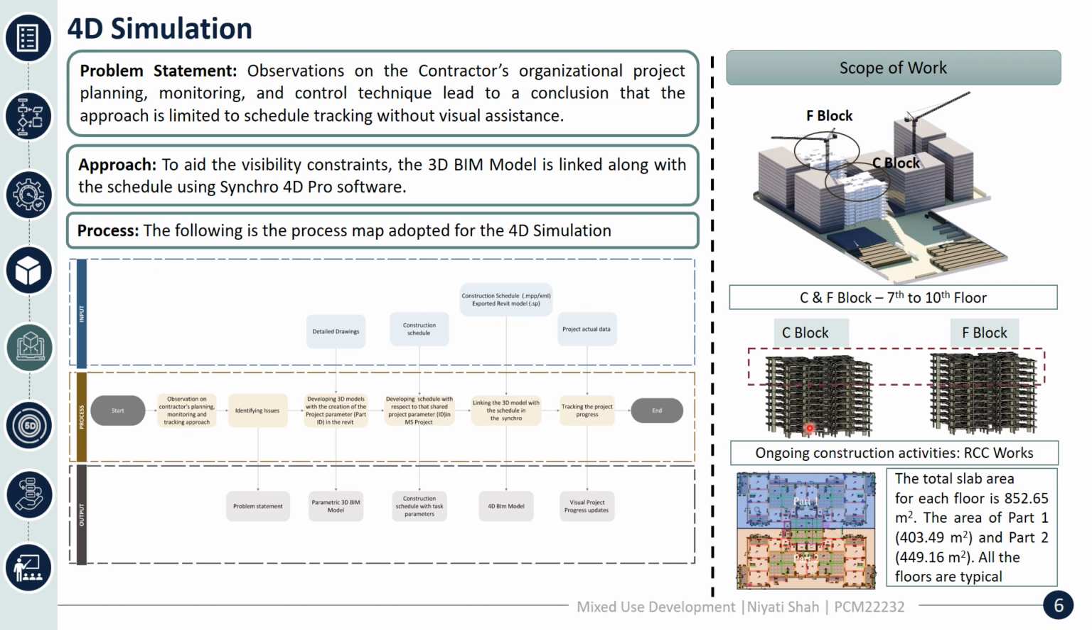As you can see, the ongoing construction activity is basically the RCC work, which includes column shuttering, reinforcement, concreting, slab shuttering, reinforcement, concreting. Except for the slab concreting, everything is done in two parts as shown in the figure. The total area is 852.65 square meters, and part 1 is 403.49 square meters and part 2 is 449.16 square meters. All the floors are typical.